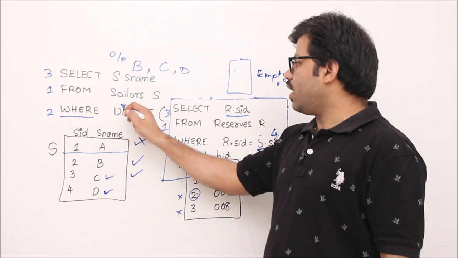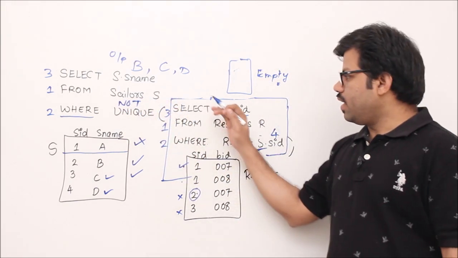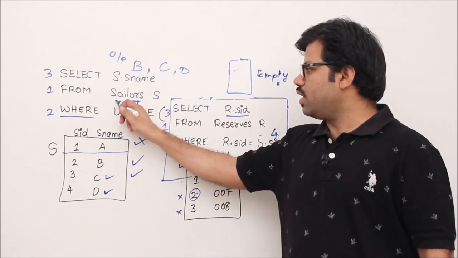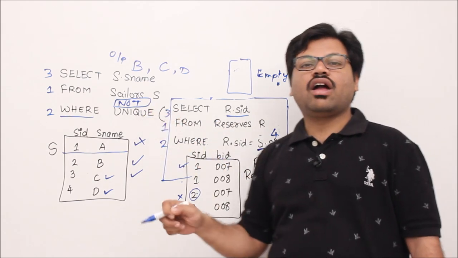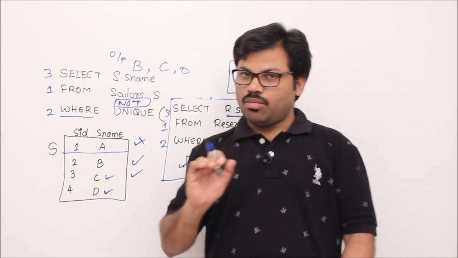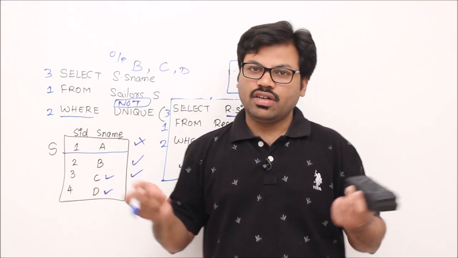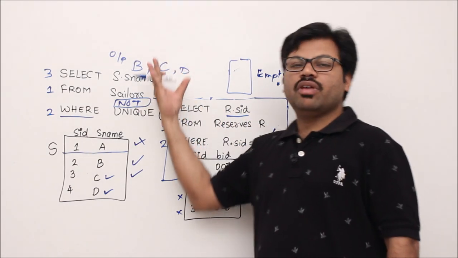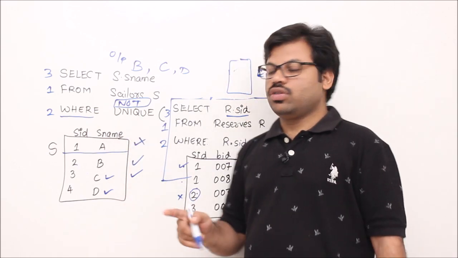Similarly, we can use not here also. If I write not unique, then the number of tuples should be the opposite. So far we have seen that the number of tuples should be 0 or 1, right? Whenever I write not unique, the number of tuples should be more than or equal to 2, that is, more than 1. Whenever you have more than one tuple here, such a tuple will be printed in the outer query. That's it. Exactly the opposite of unique.